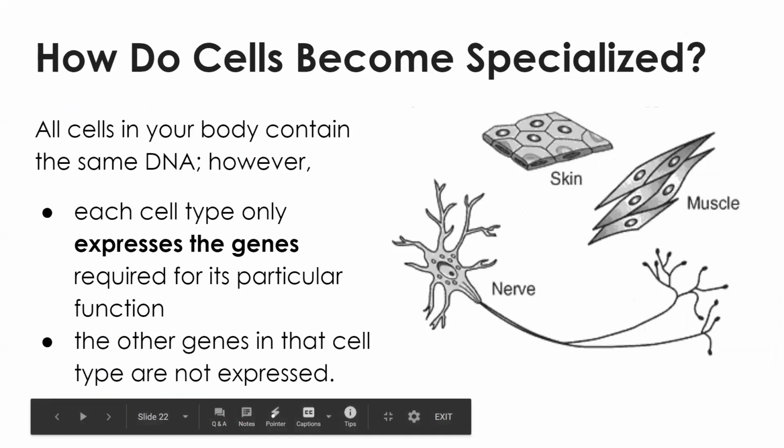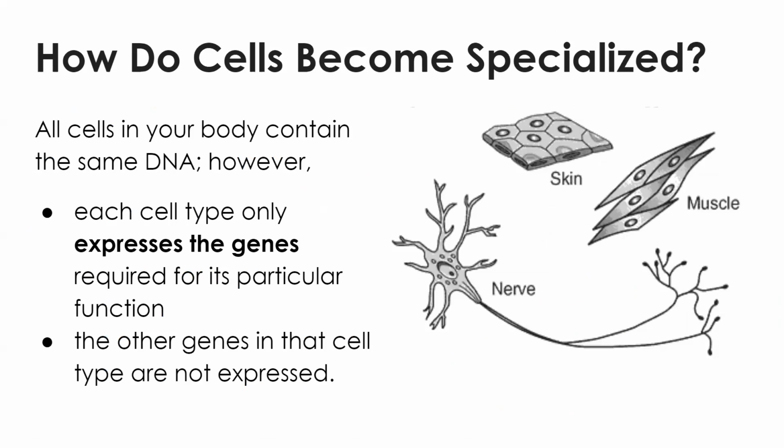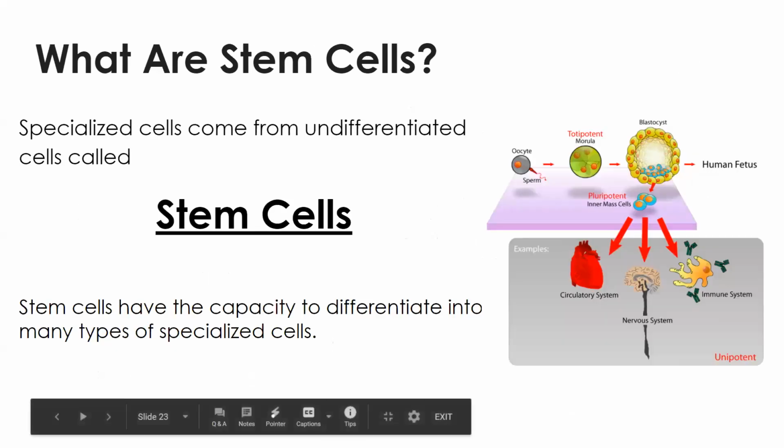So, all cells in your body contain the same DNA. This is the most important point. All cells in your body contain the same DNA. However, each cell type expresses the genes that are required for their particular function. All other genes that they have in their DNA are not expressed. Only the genes that they need are expressed. So while the skin cell and the muscle cell and the nerve cell all contain the same DNA, in a particular organism, they all have different functions because they read different parts of the DNA.